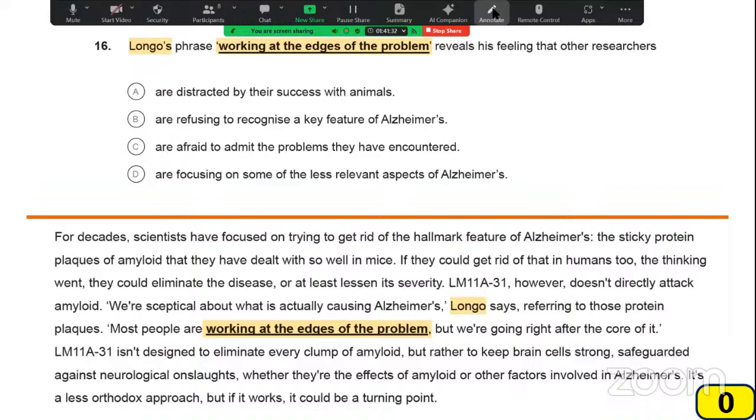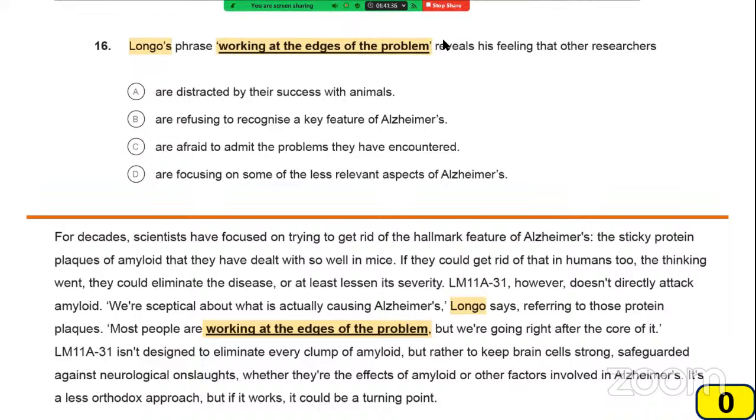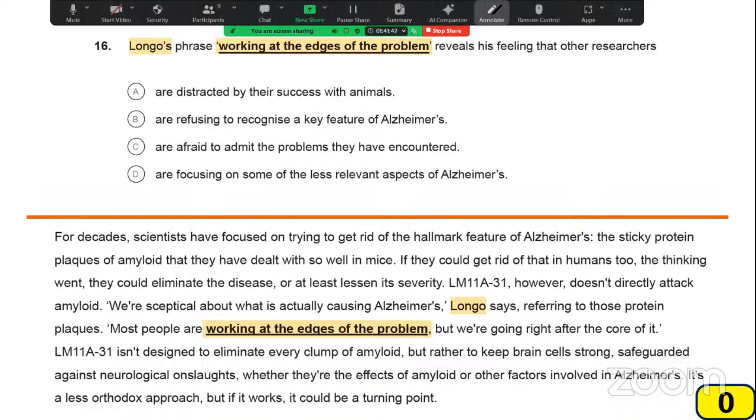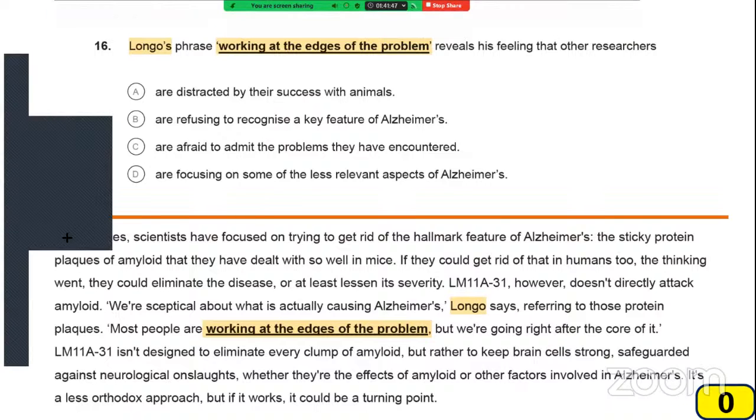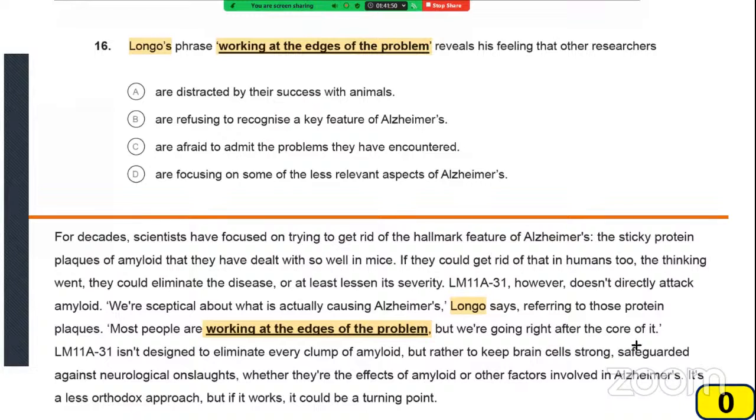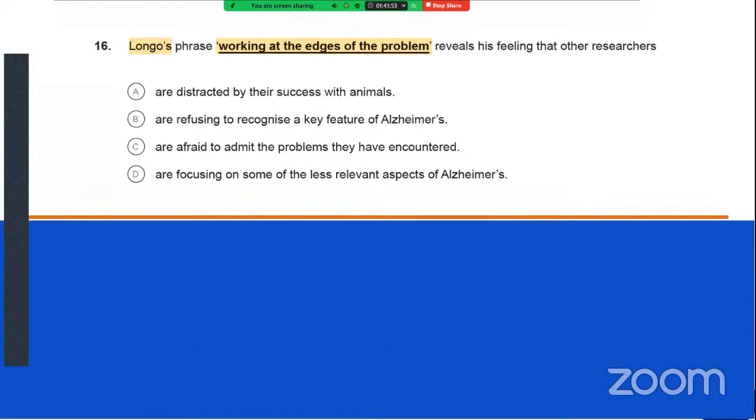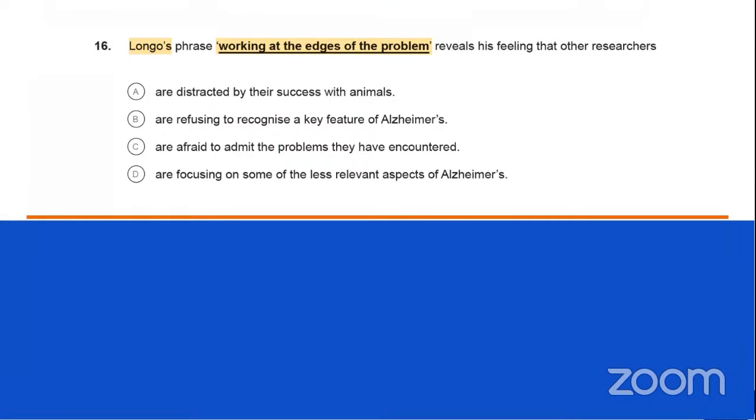So this is reading between the lines, not even reading between the lines, just studying this particular phrase. Now, according to me, this is nonsense. We don't need this at all. Finished. The answer is here itself.